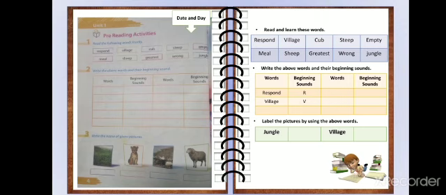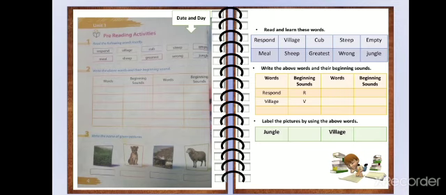It's R. So what will you write in the block next to it? R. The next word is village. Village. Village begins with the letter V. V. Village. So you will write V in the column.